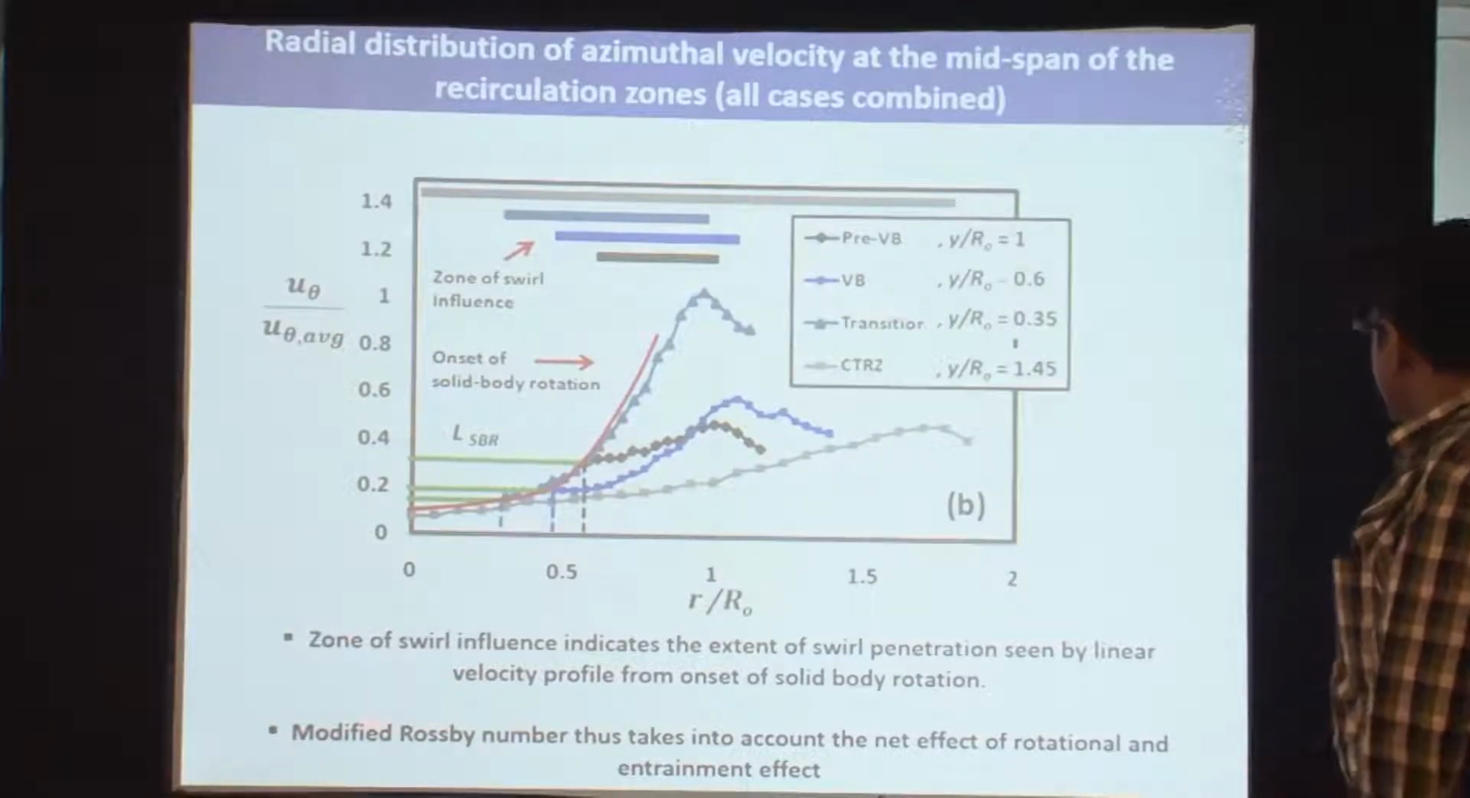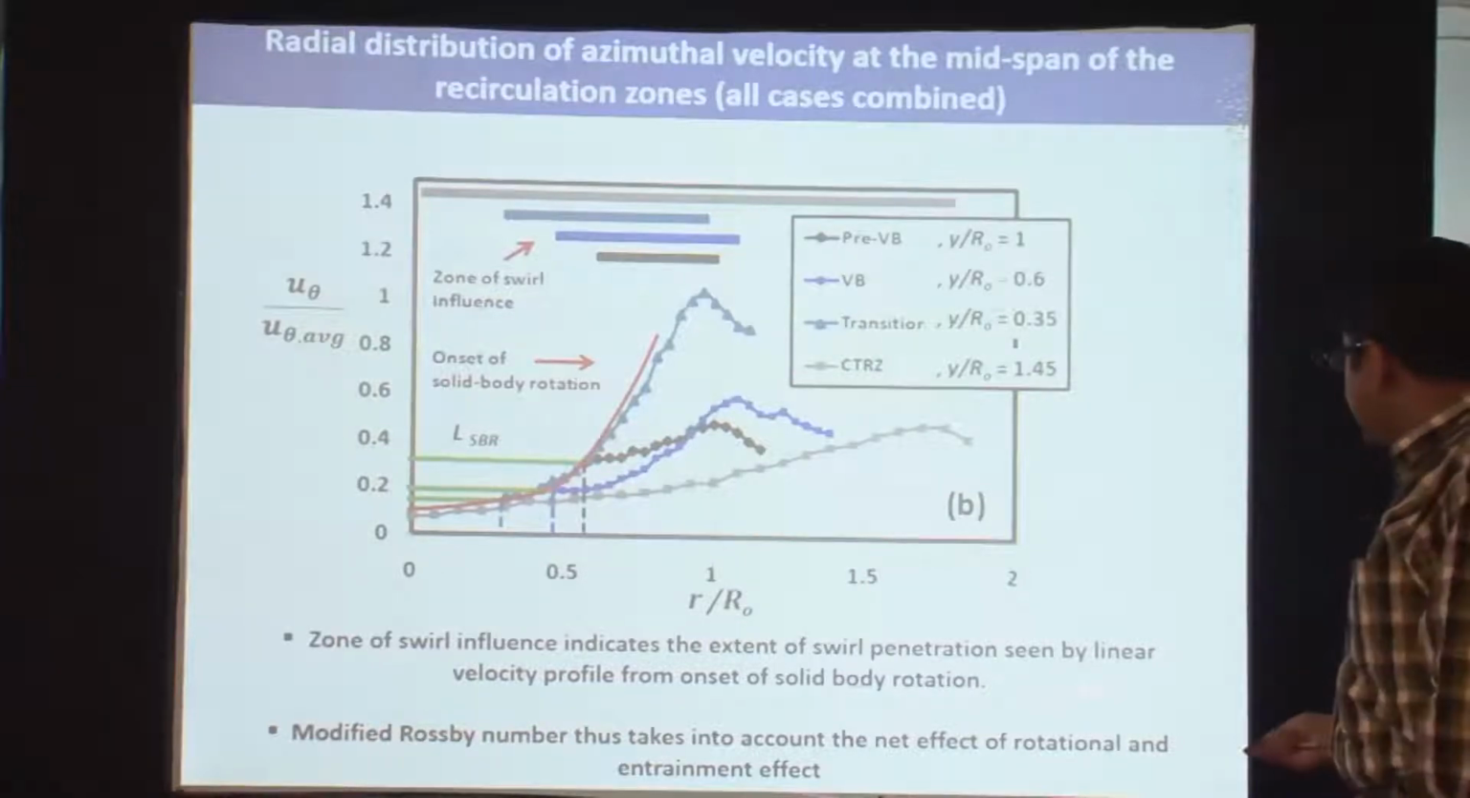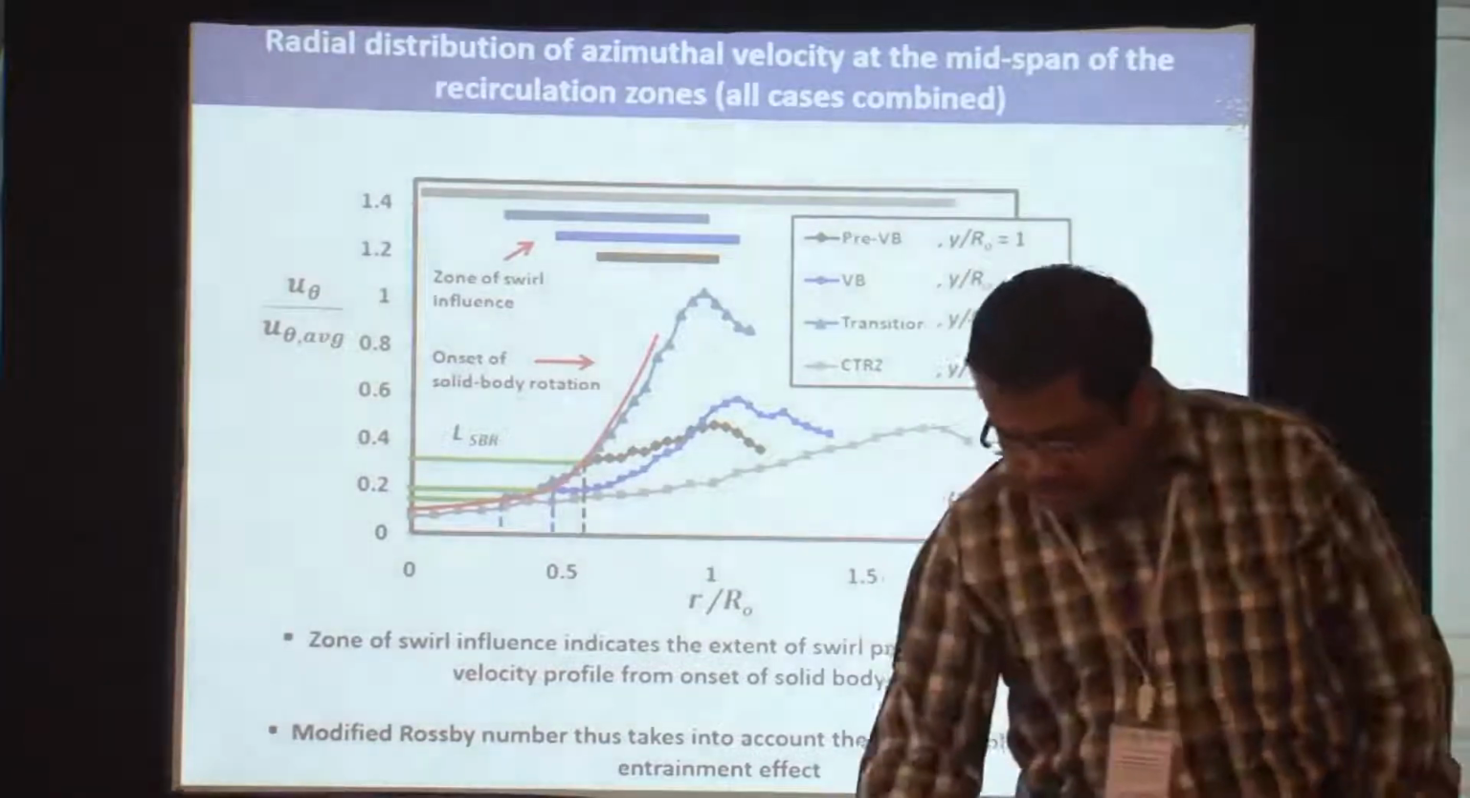Okay, so the modified Rossby number takes into account the net effect of rotation and entrainment, essentially.